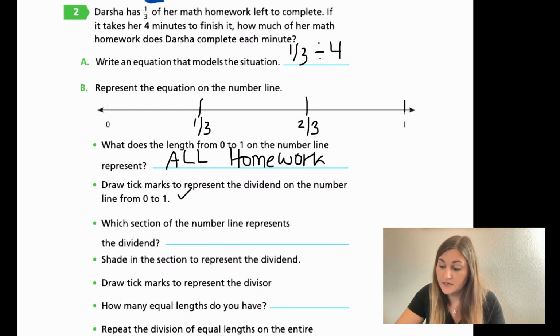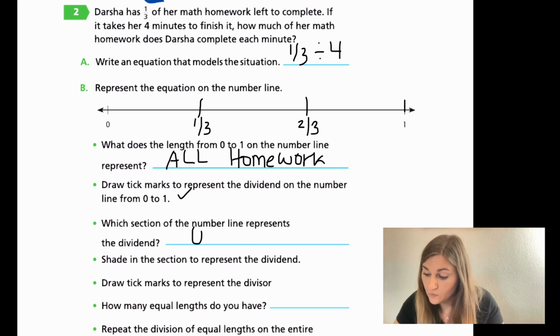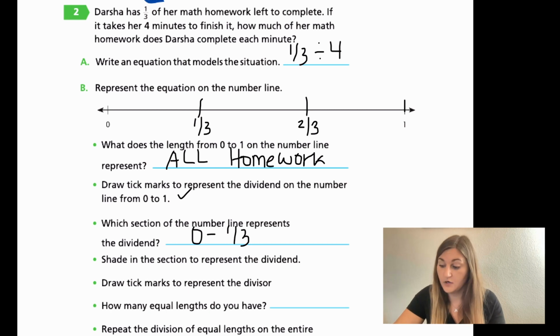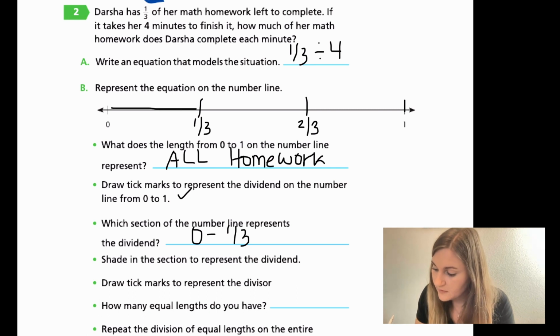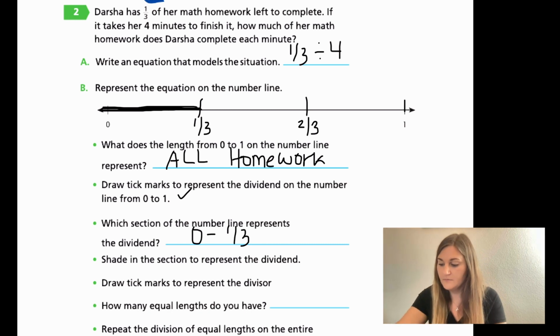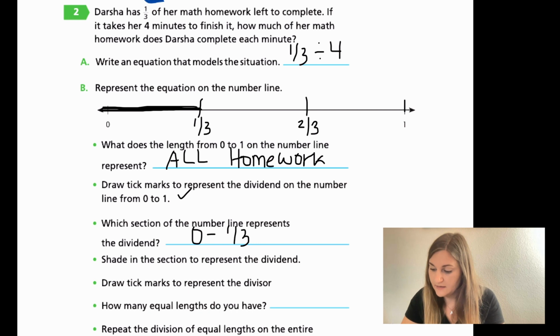Which section of the number line represents the dividend? Remember, we just need the 0 to 1/3. That's the only part that we are focusing on for right now. That's our dividend, her amount of math homework. Then it says shade in the section to represent the dividend. From 0 to 1/3, shade it in. Just make it a little bit darker. So I'm just going to go ahead and go over it a couple times. Here is the portion we are talking about right there. All right, so shade in that section.